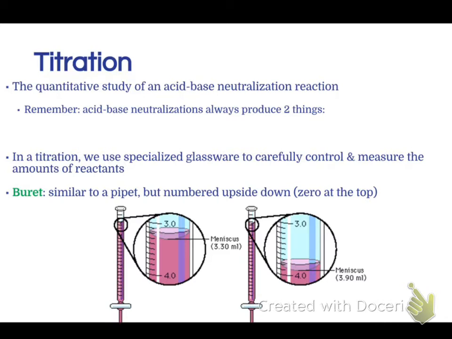All right, the final bit in this chapter is about titration, which is actually what we're going to be doing in lab on the 24th.